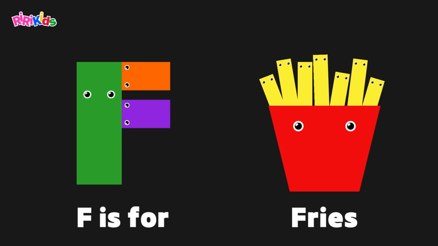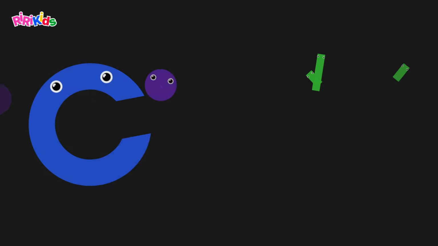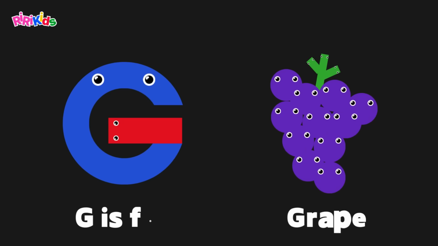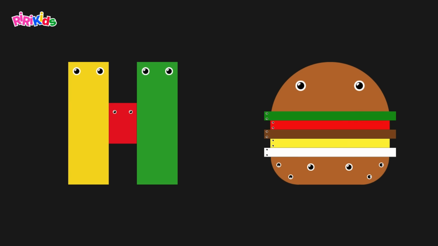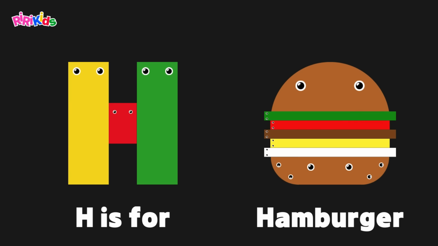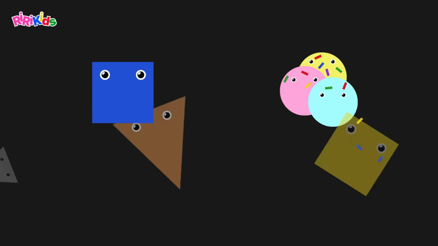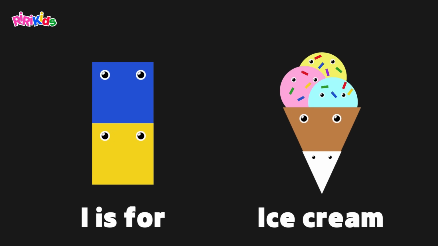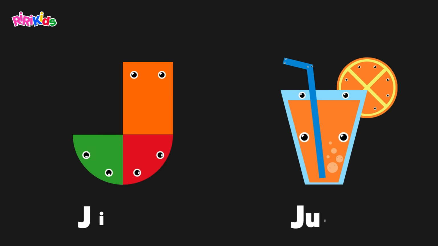F is for fries. G is for grape. H is for hamburger. I is for ice cream. J is for juice.